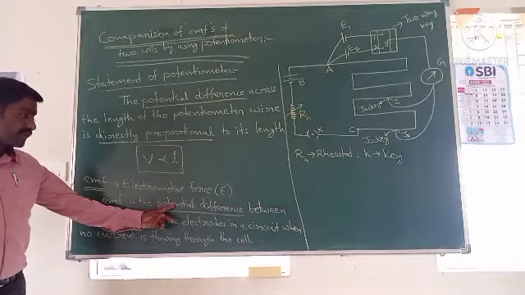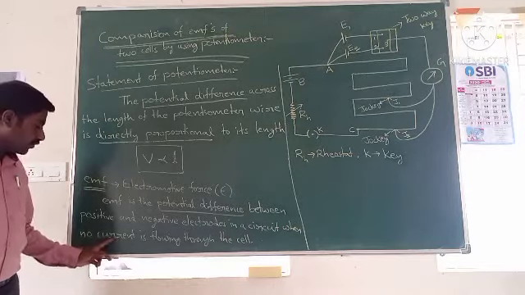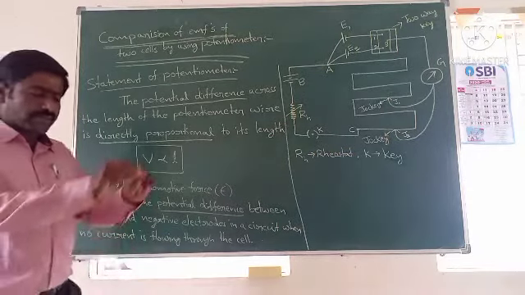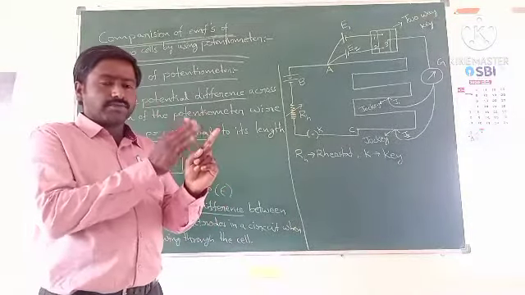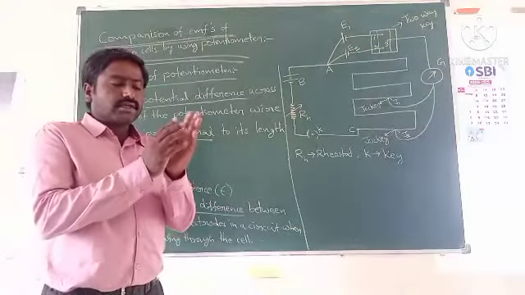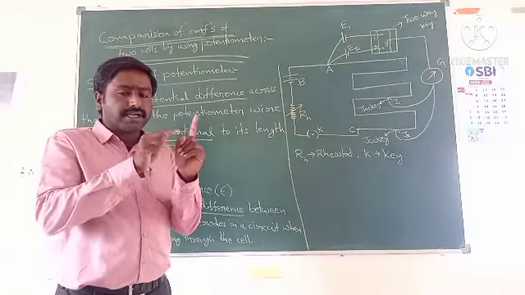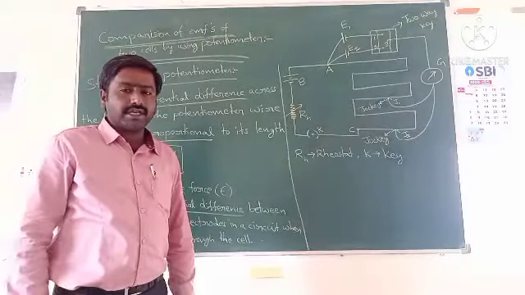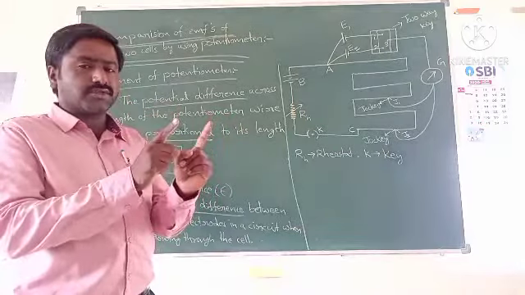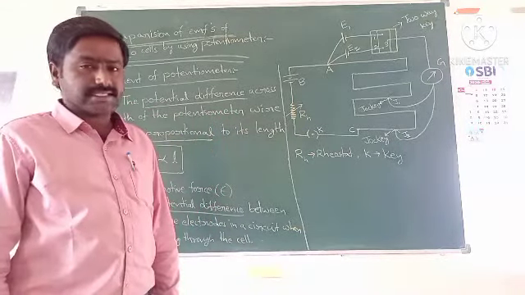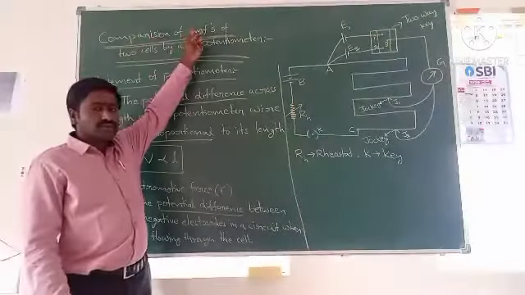So potential difference between what? Positive and negative electrodes in the circuit when no current is flowing through the cell. For example, if you consider a small circuit consisting of a cell or battery, with one side the positive terminal and the other side the negative terminal, when no current is flowing through the circuit, then the potential difference between the positive and the negative electrodes is nothing but EMF, electromotive force. So based on these things, we are going to compare the EMF of two cells.